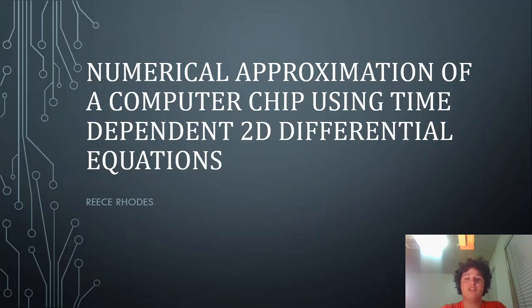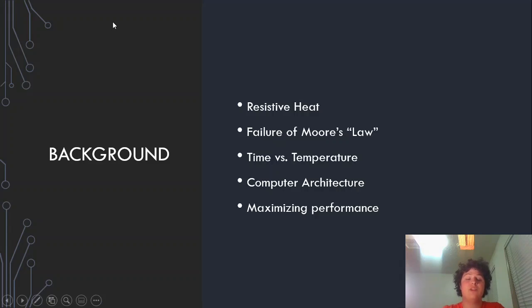So for my project, I worked with Catherine Lent on a numerical approximation of a computer chip using time-dependent 2D differential equations. So starting off with a little background information, a physical phenomenon known as resistive heat or Joule heating is present in anything that we try and put electricity through.